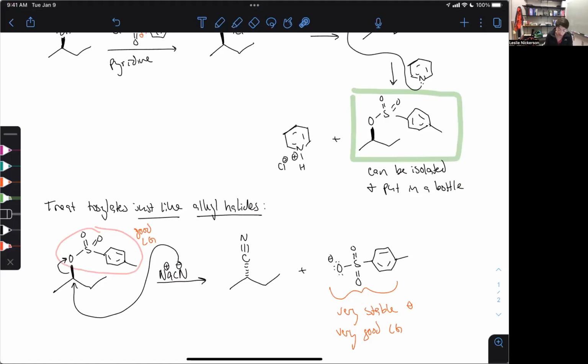Okay, so we're going to think about these tosylates as just being the same as alkyl halides. They're going to do all the same reactions that an alkyl halide would.